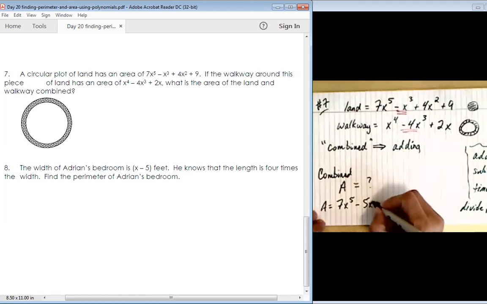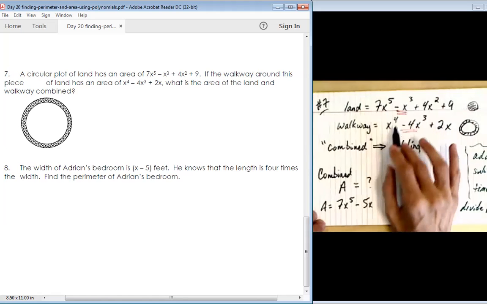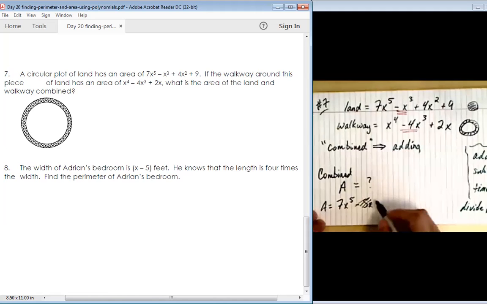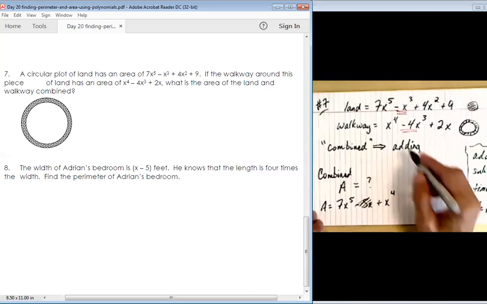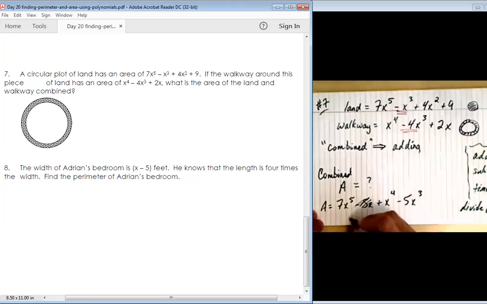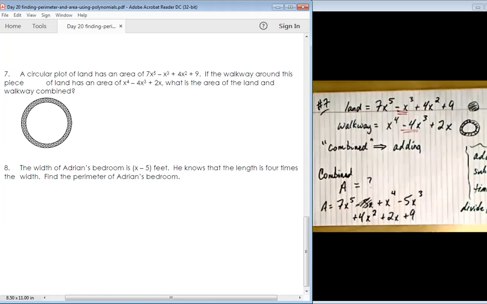-5. Oh, you know what? Let's try and keep it in order. Did I miss it? 7x5. Yeah, plus x4. Did you say that? Did I miss it? Plus x to the 4. Minus 5x to the 3, yes. Yeah, a little messy, but 2x plus 9. That does that there. Very true. Okay, number 7. Good, done.